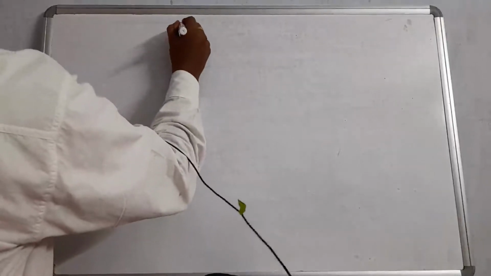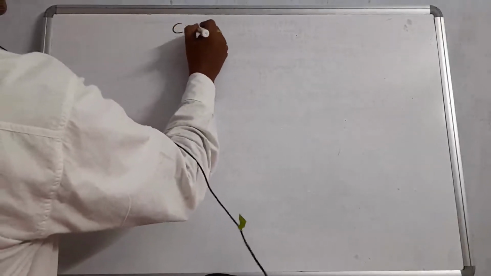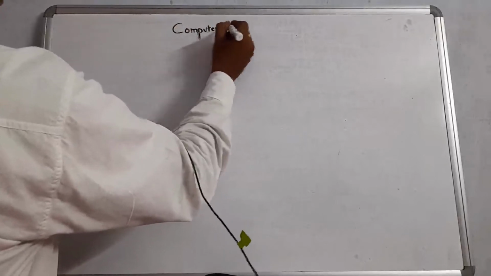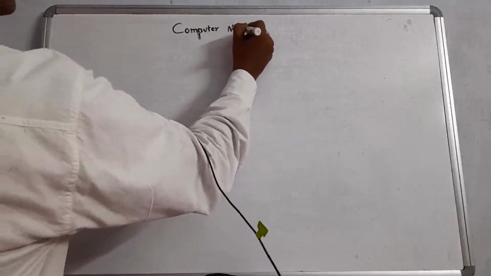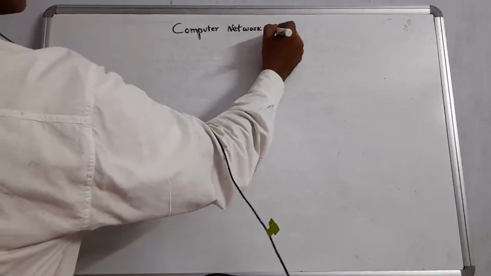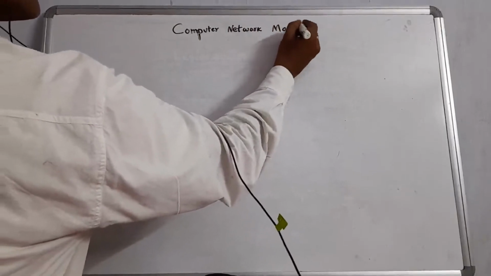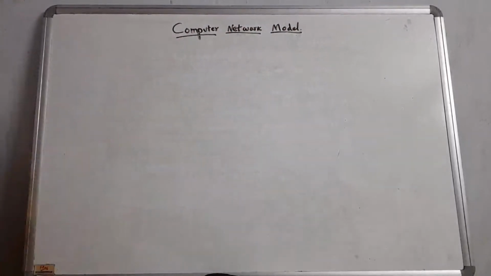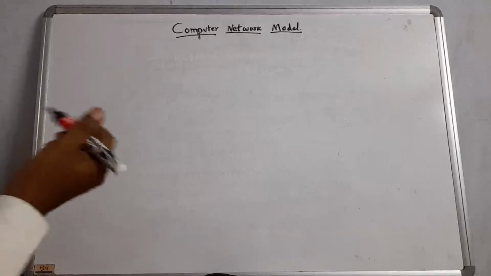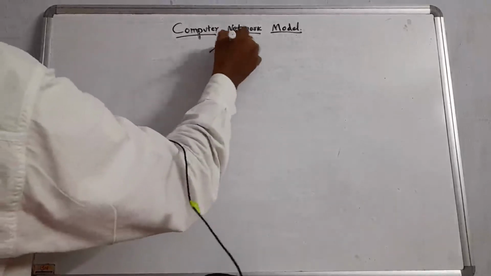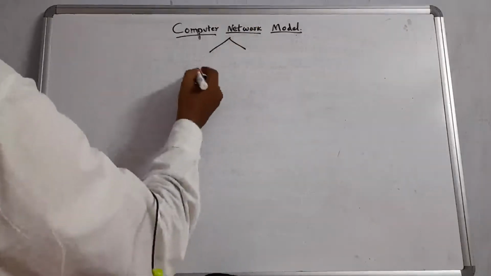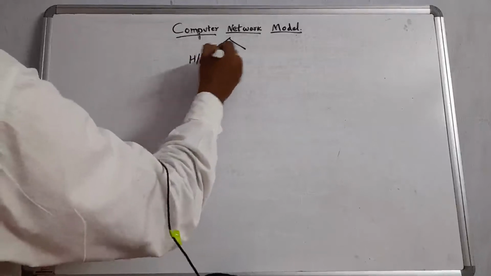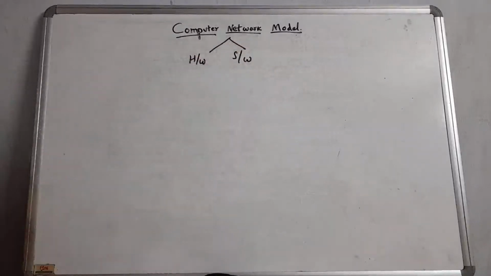We will discuss the computer network model. A communication subsystem is a complex piece of hardware and software. That is, whenever we talk about a computer network model, this consists of both hardware and software components.